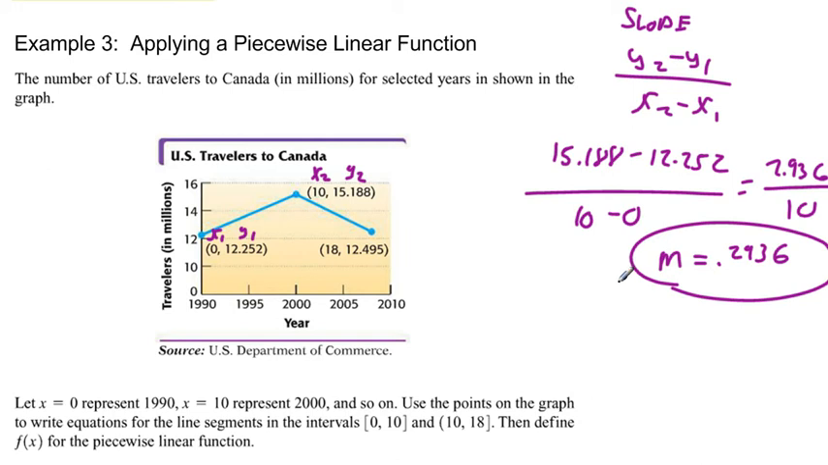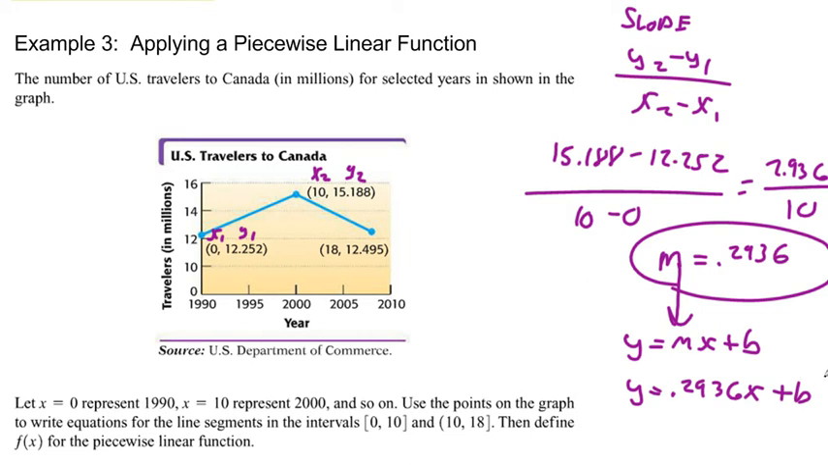Now check this out. The easiest way to write an equation of a line, at least in my opinion, I mean there is point slope formula, but I like to just use the slope intercept form: y equals mx plus b. We already have the m, meaning y equals 0.2936x plus b, right? So we know what the m is. All we have to find now is what is the b.